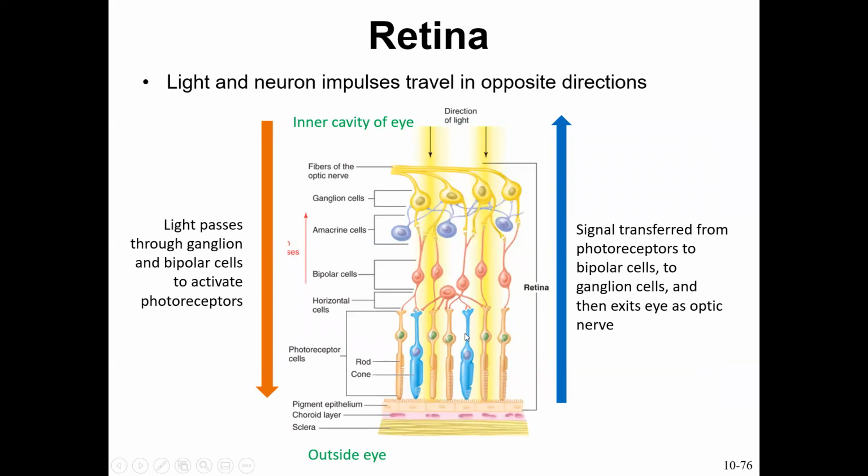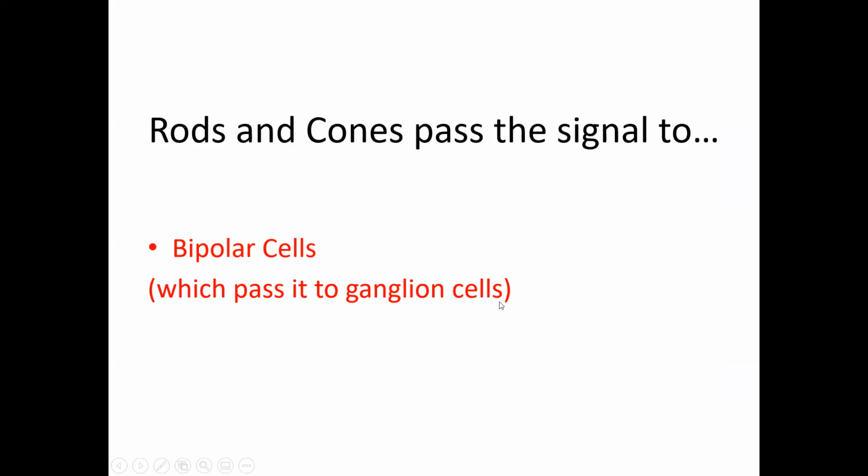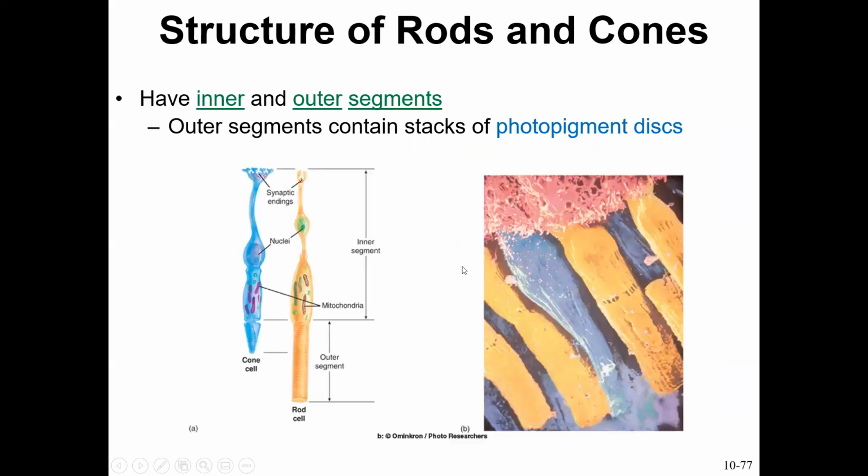You do need to understand this pathway because we're going to talk about how the signal is going to go towards the brain. Those rods and cones pass the signal to the bipolar cells, which in turn pass it to the ganglion cells. Let's look at the structure of the rods and cones real quick.